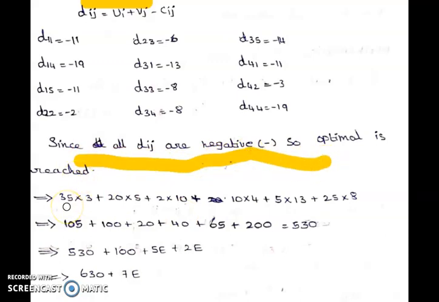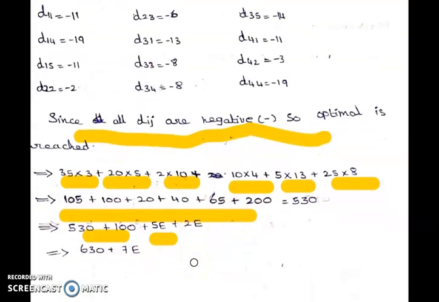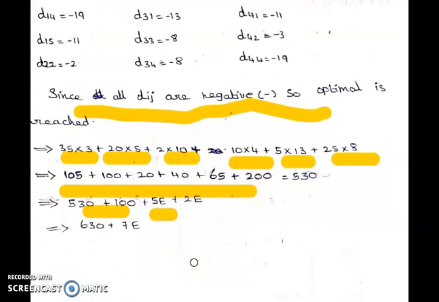The transportation cost of the given problem is 35 into 3, 20 into 5, 2 into 10, 10 into 4, 15, 5 into 13, 25 into 8. So in total we get the value 530 into 100 plus 5e plus 2e. Totally, the value of the given transportation problem will be 630 plus 7e. Thank you.